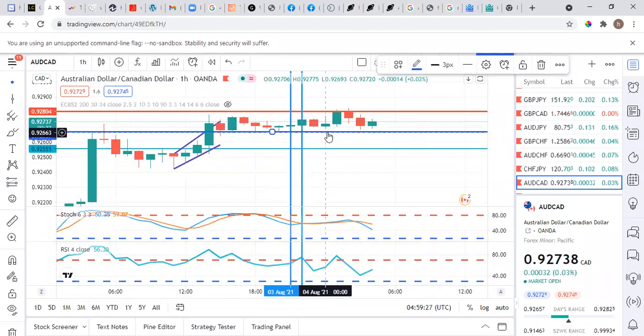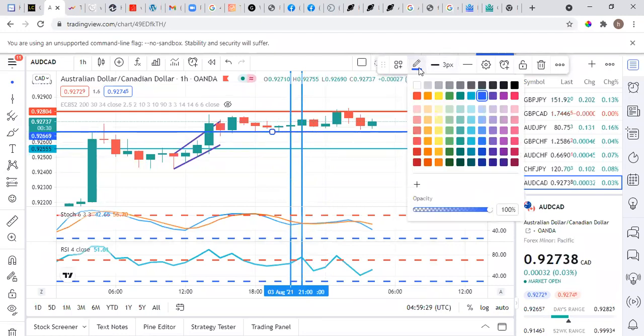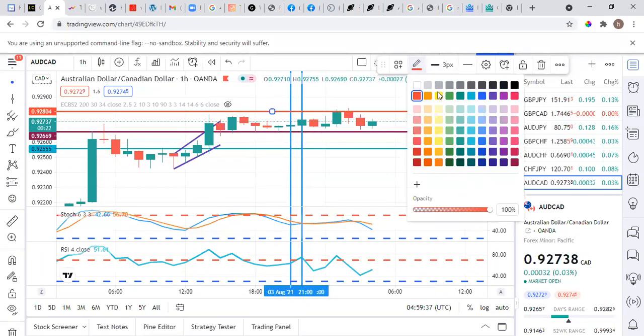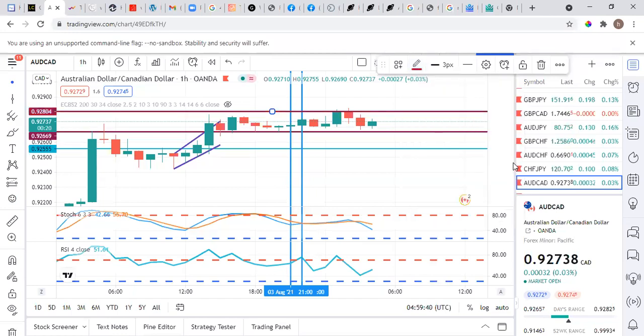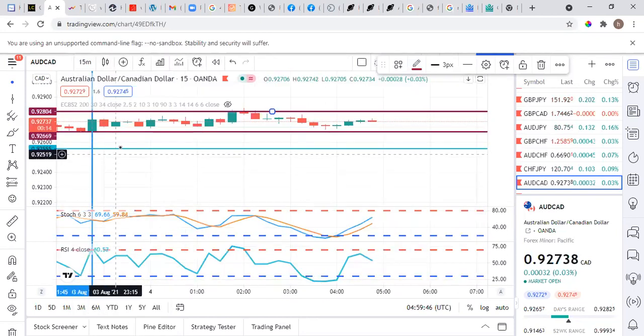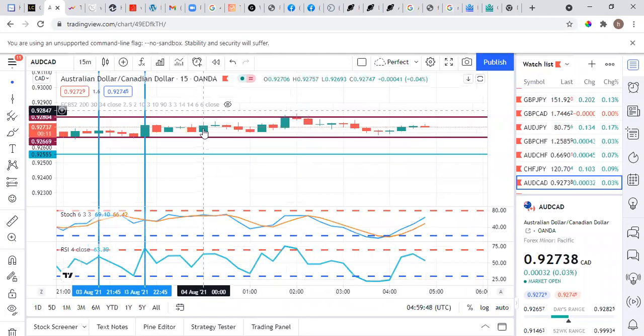So that you will then be able to do it. My hourly resistance and support lines, I will make the color dark purple. Okay, so let me go to 15 minutes. You can see the hourly line. This is the hourly line.